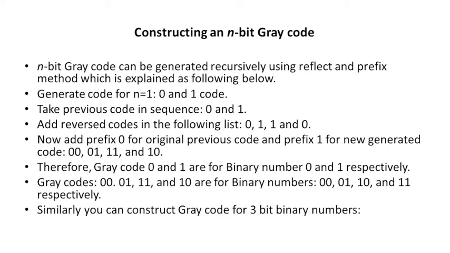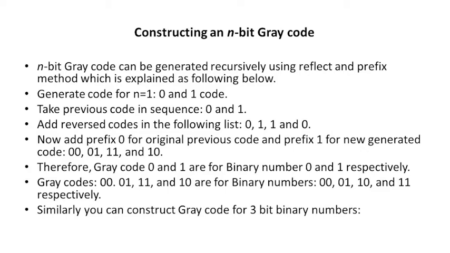N-bit gray code can be generated recursively by using the reflect and prefix method, which works as follows: first, generate the code for n equals 1, which is 0 and 1. Take the previous code in the sequence, 0 and 1. Add the reversed code to the list: 0, 1, 1, 0.